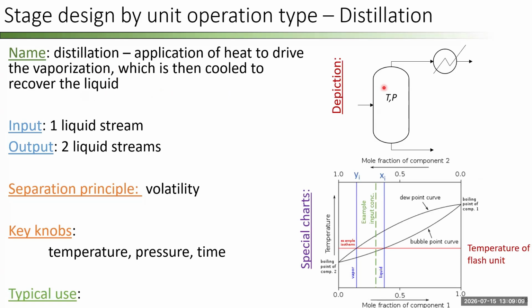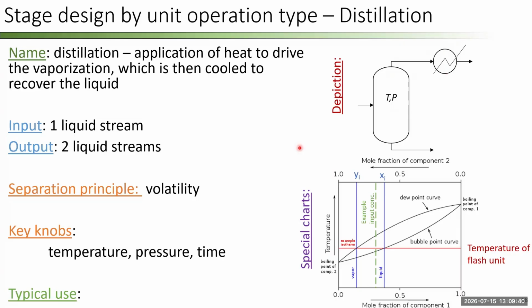So if I look at my depiction, I have something that looks like a flash unit. I have gas or liquid that's coming in here. I allow phase separation to happen. I then have my tops. I run them through some sort of heat exchanger. This circle with the little lightning bolt is the symbol for a heat exchanger to cool that material down, and I'm left with two liquid streams.